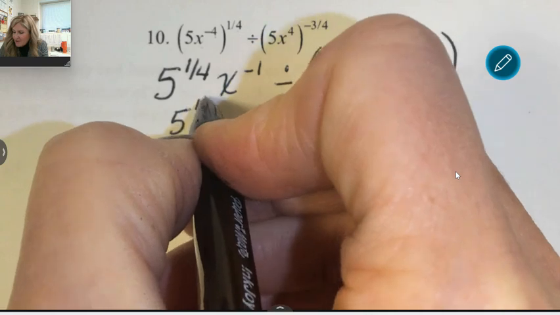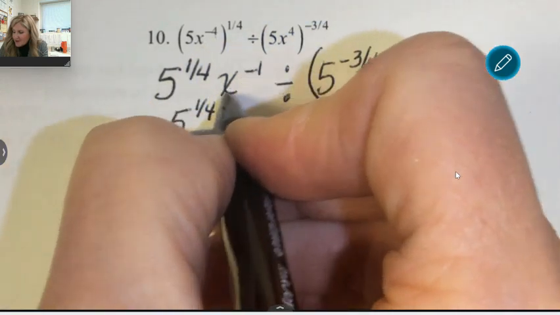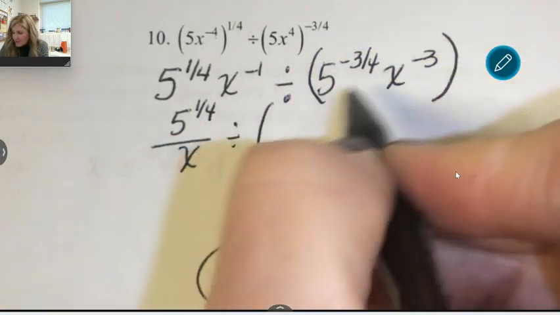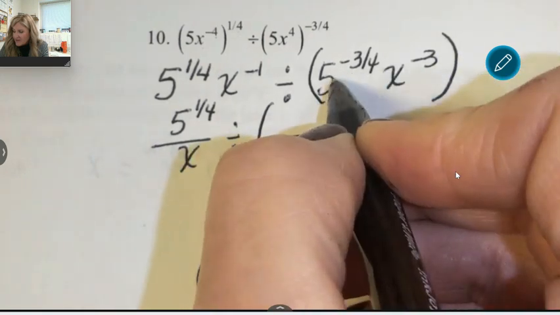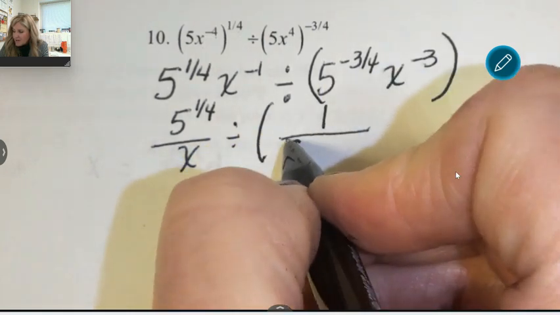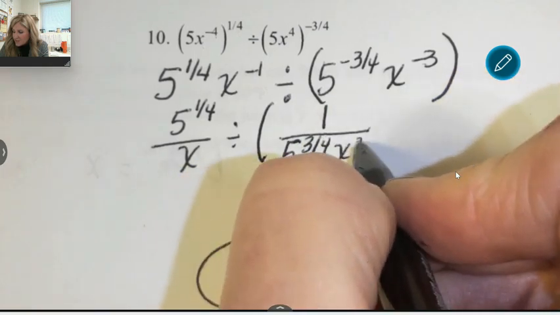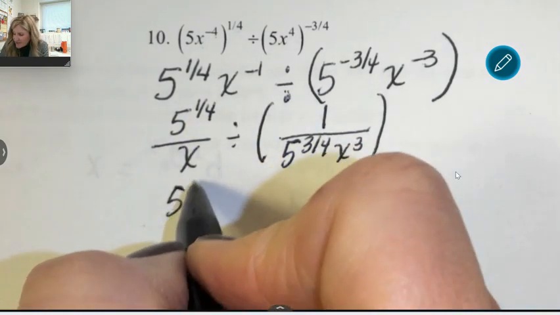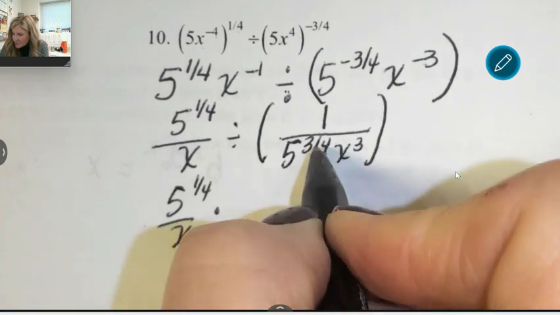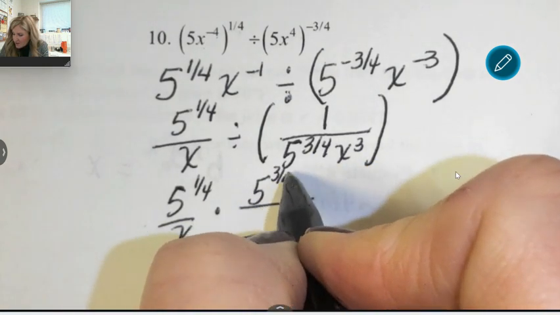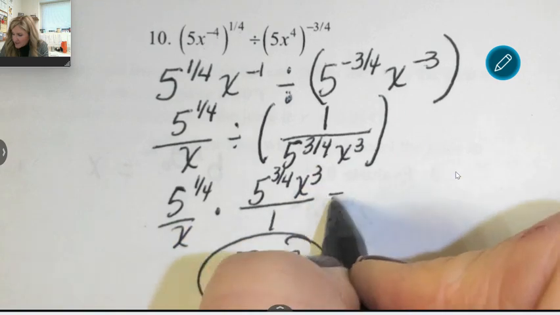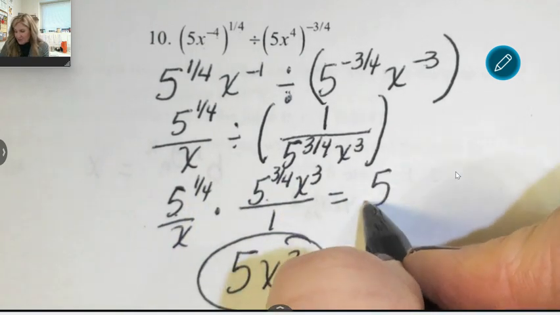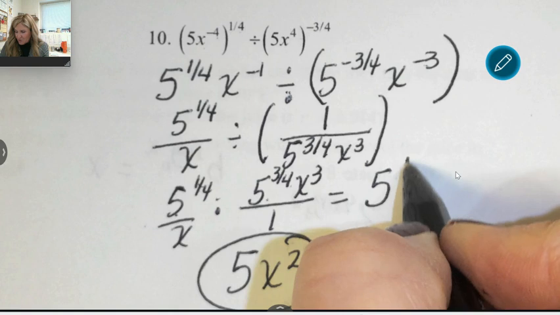So my 5 to the 1/4 is going to stay in the numerator. That's to the negative 1, so it goes to the denominator. Divided by, don't get rid of it yet. Let's get rid of the negative exponents. Both of these are negative exponents, so one is on top. 5 to the 3/4 x cubed goes to the bottom. To get rid of the division, the first fraction stays the same, and I multiply by the reciprocal of the second factor. My bases are alike, so I keep the base and I add the exponents. 1/4 plus 3/4 is 1.